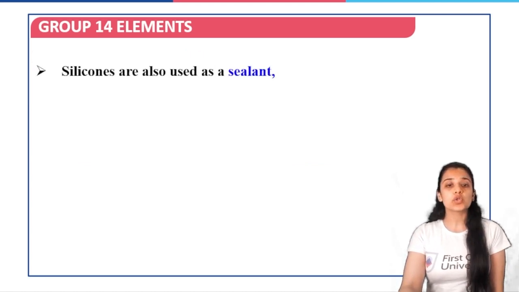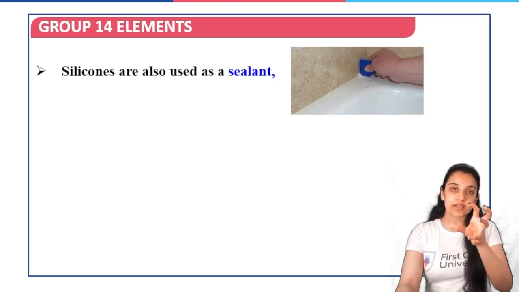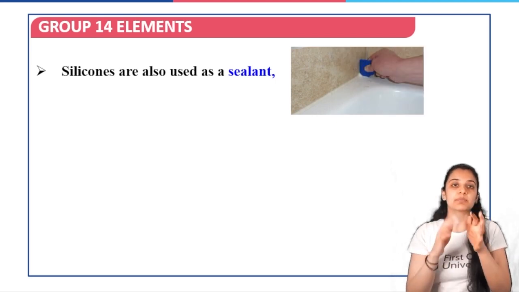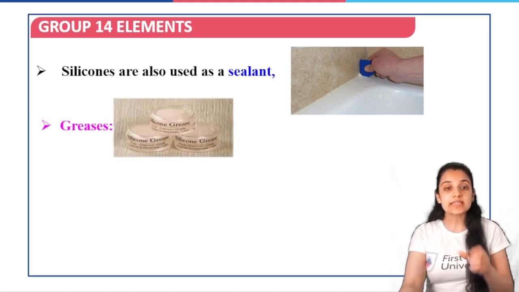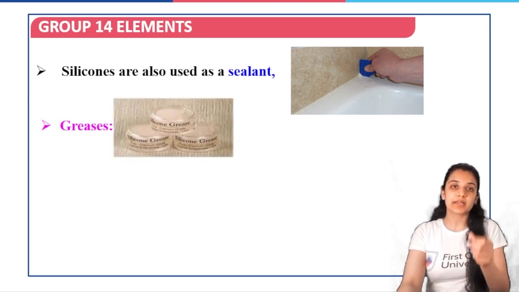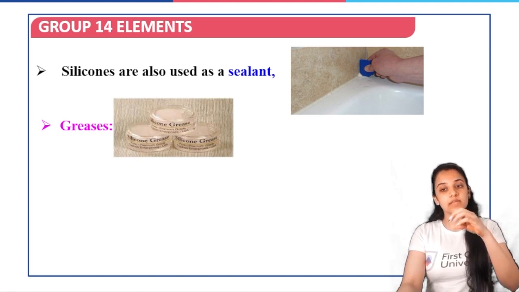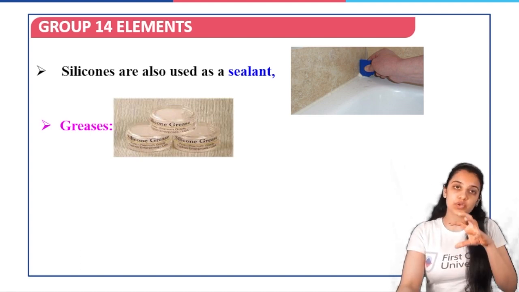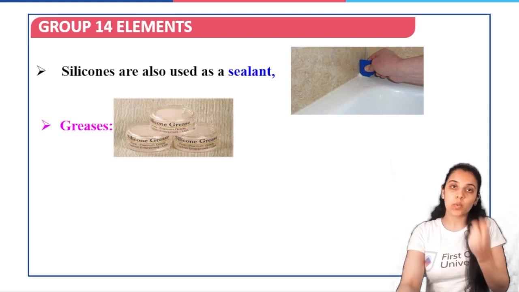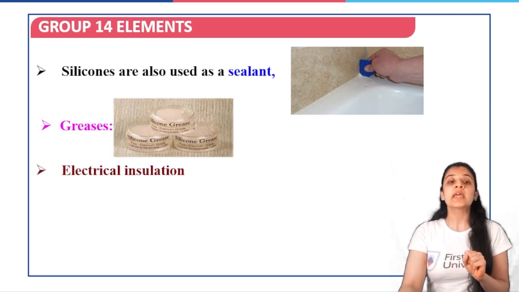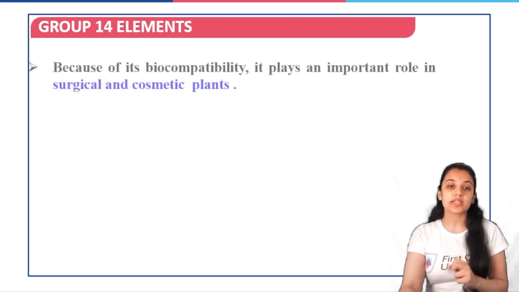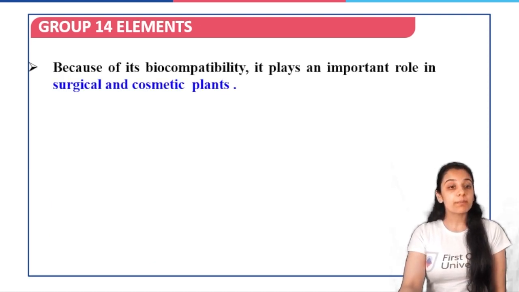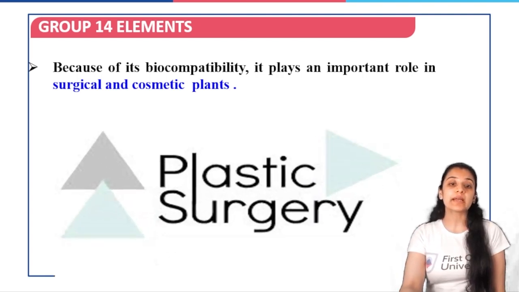Then silicones are also used as sealants. If there is some leakage and you want to seal it, you can make use of silicones. They are also used as greases, for example applied to an opener or anything like that, in order to control its opening and closing. Then electrical insulation is another use for which silicones are used. Because of the biocompatibility of silicones, they play an important role in surgical and cosmetic implants also.